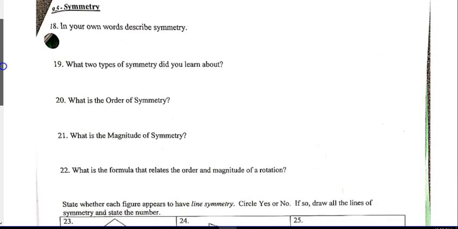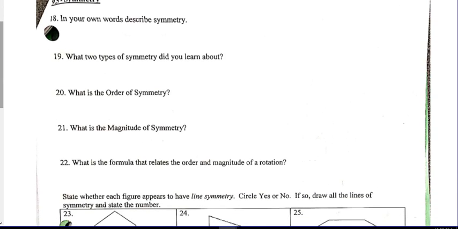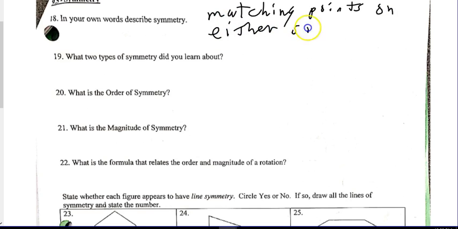Okay. In your own words, describe symmetry. Basically, it's matching points on either side of a line. Every time we do a reflection over a line, it's symmetrical. That shape is symmetrical, can fold and match. Okay, what two types did we learn about? We learned about point and rotational.